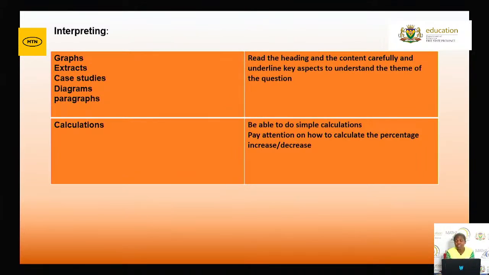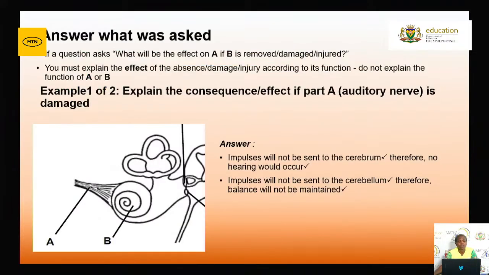And then again, what is important, you have to be able to interpret that, okay, maybe this extract is based on which content? Maybe it is from human reproduction, or homeostasis, or the endocrine system, or the nervous system. And then after that, you will be able to answer your questions. And then calculations, remember that there are always calculations on our papers, and you must be able to do simple calculations. Pay attention to how to calculate the percentage increase and decrease. And then we move to the next item on our presentation.